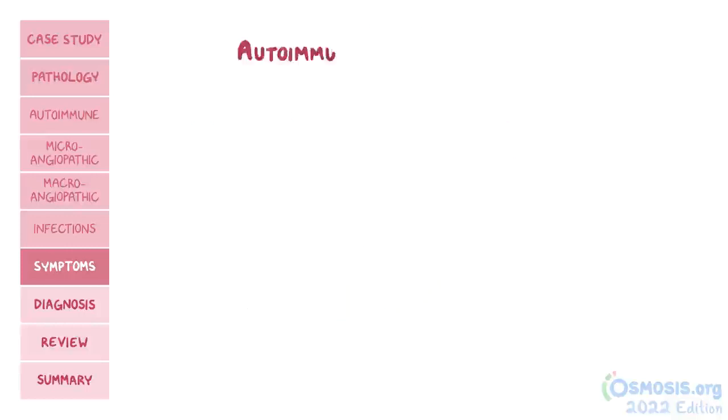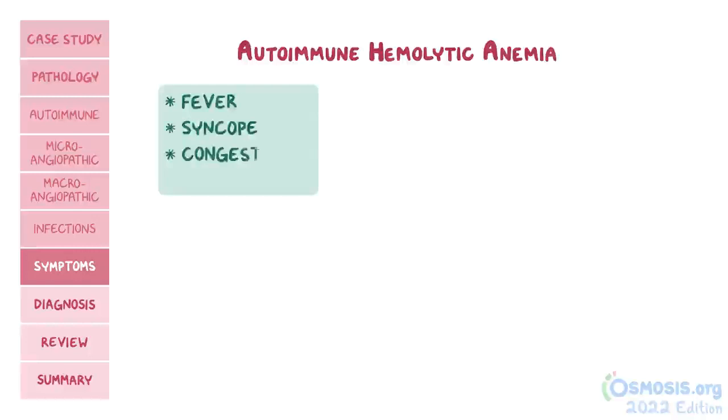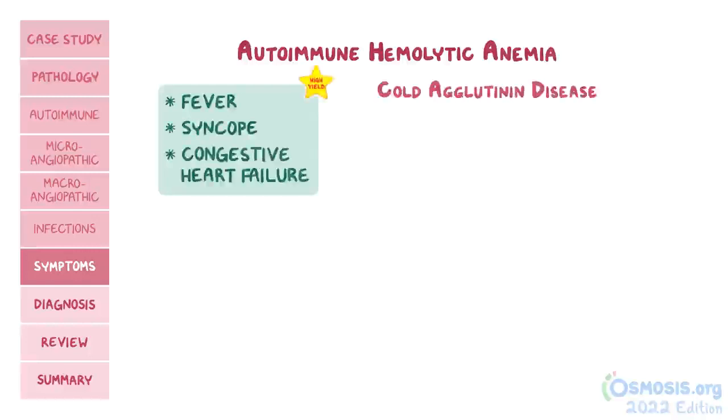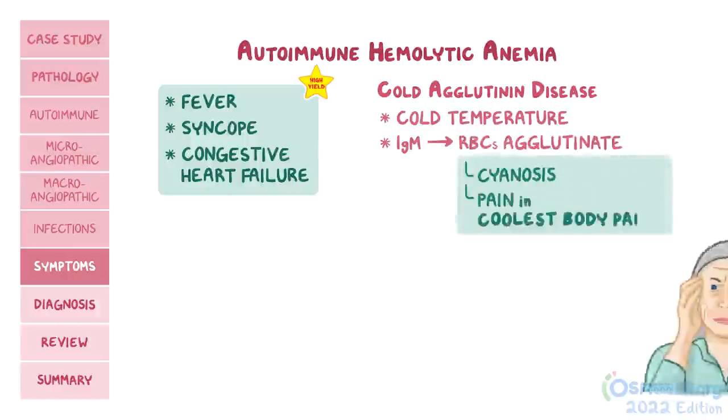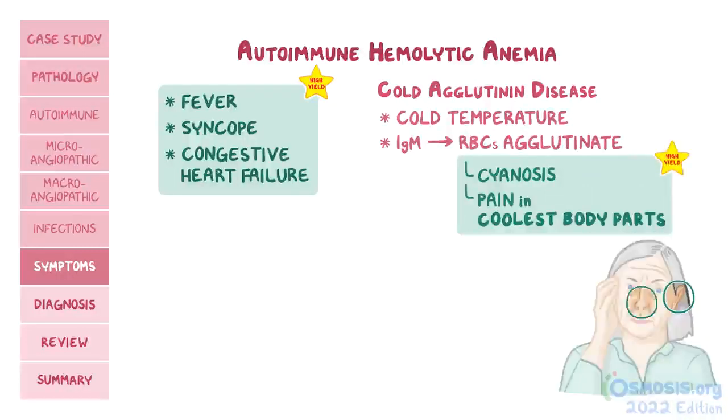For example, autoimmune hemolytic anemia can happen suddenly with fever, syncope, and congestive heart failure. In addition, in cold agglutinin disease, when individuals are exposed to cold temperatures, IgM antibodies react with red blood cell antigens and make them agglutinate, or clot. A high-yield fact to remember is that these clots cause cyanosis and pain in the coolest areas of our bodies, like ears, nose, fingers, and toes.